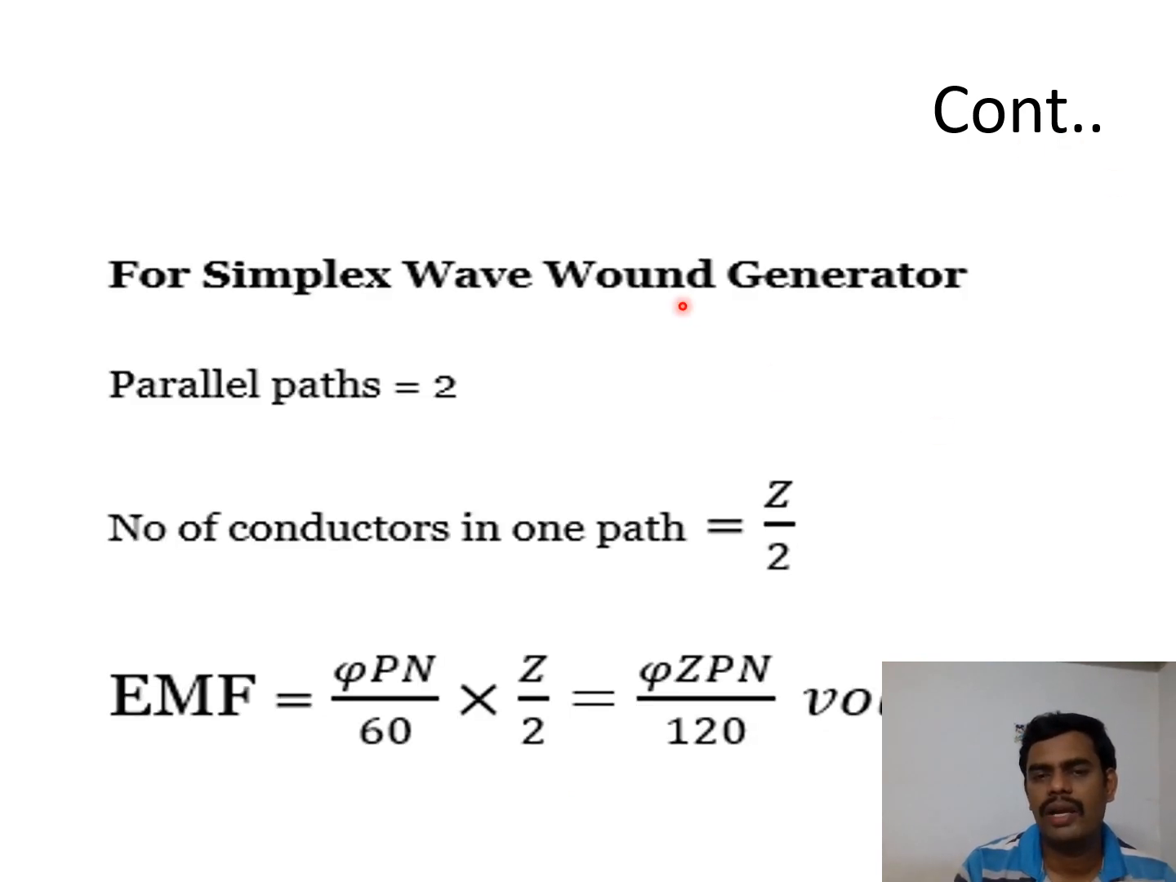Whereas in case of wave winding, as we know, the number of parallel paths A is equal to 2. Therefore, the EMF equation is phi Z N by 60 into P by A, where A is equal to 2 here. If you calculate this, phi Z N by 60 into P by 2, that is equal to phi Z N P by 120 volts.